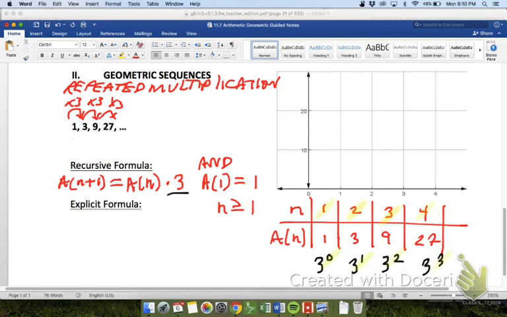Which means that for our explicit formula, I'm going to write a of n equals 3, my base number, to the n minus 1. So it's n minus 1 because I know that when I plug in 1 here, I'm going to get 1 minus 1. That's going to be 0, and I get my 3 to the 0, which is my first term. Okay, so if that still feels a little uncomfortable, don't stress. We are going to keep practicing this in class.